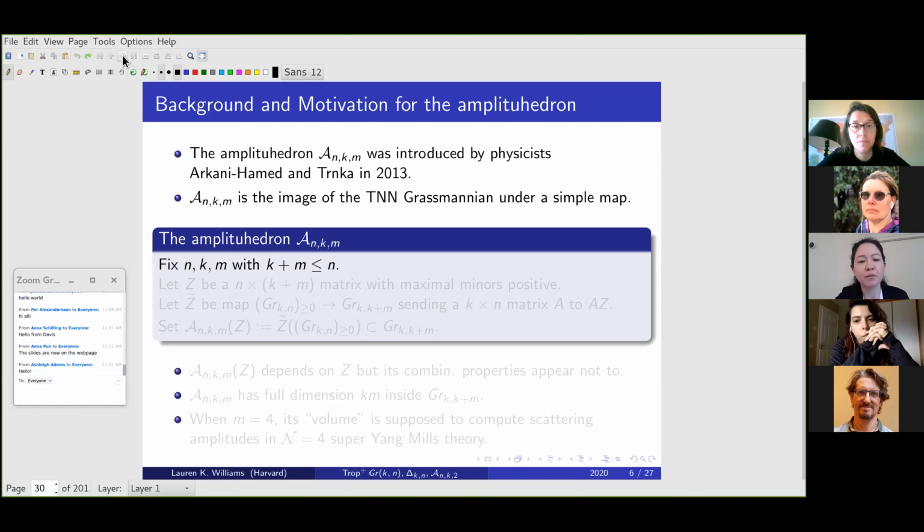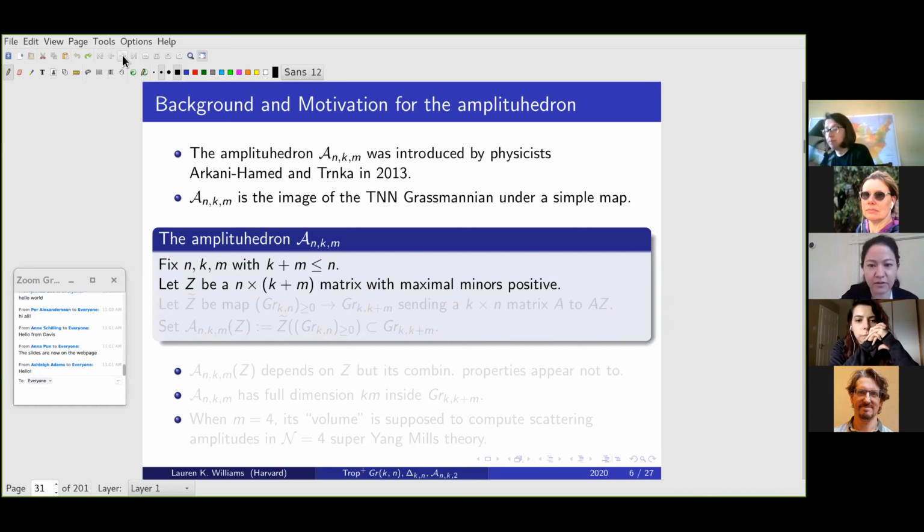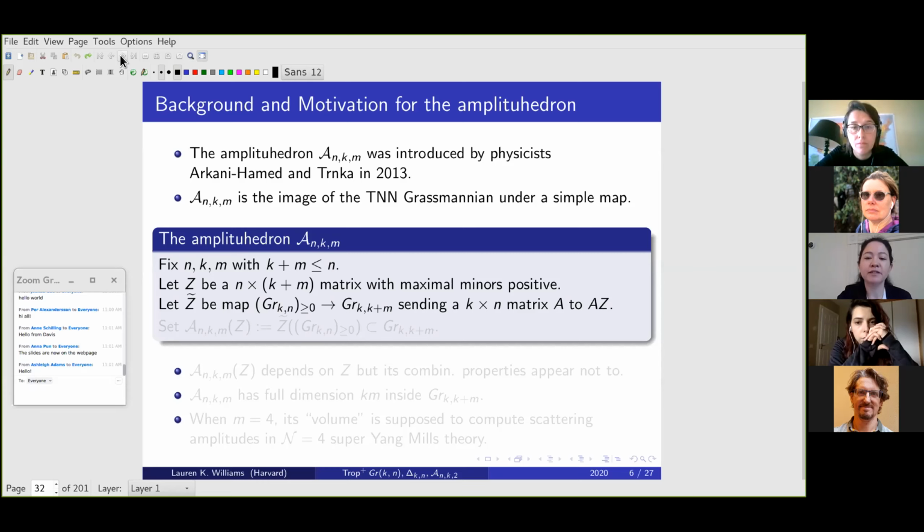Let's fix 3 positive numbers, n, k, and m, where k plus m is at most n. And now let Z be an n by k plus m matrix with maximal minors positive. So the k plus m by k plus m submatrices need to have positive determinants. Now I'll define a map Z tilde from the TNN Grassmannian to a different Grassmannian, the Grassmannian of k planes in k plus m space, and it just sends our k by n matrix A to A times Z. So A is a k by n matrix, and Z is an n by k plus m matrix. When we multiply them, we get a k by k plus m matrix.